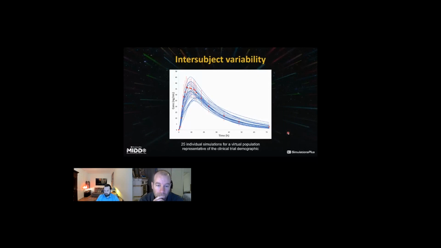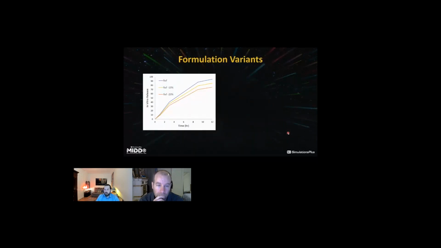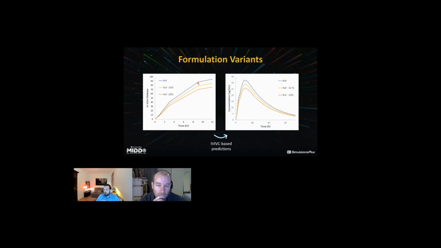We kept it simple at this point, and we only created 2 formulation variants that had a release profile that was 10% and 20% slower than our reference drug product in blue. Using the PBPK model, we could predict what would be the PK outcome in a representative individual, and this is what we see on the right. And to get the simulation, we use the IVIVC that we have just validated.